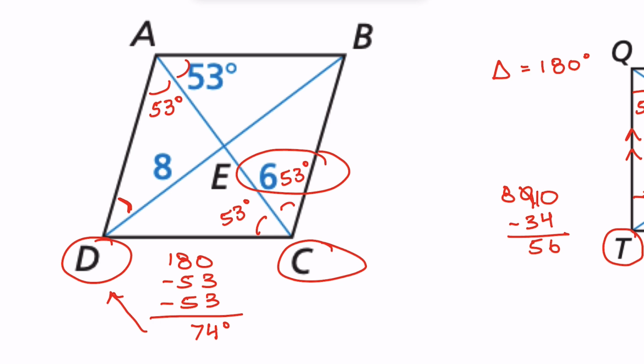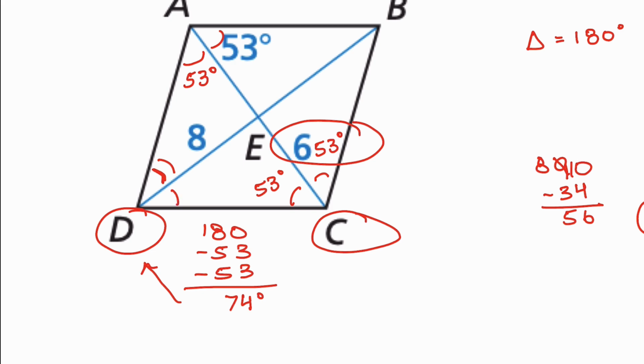But I know that D is being bisected, so I have to divide 74 by 2 to find out what each half is. And this gives me 37 degrees.